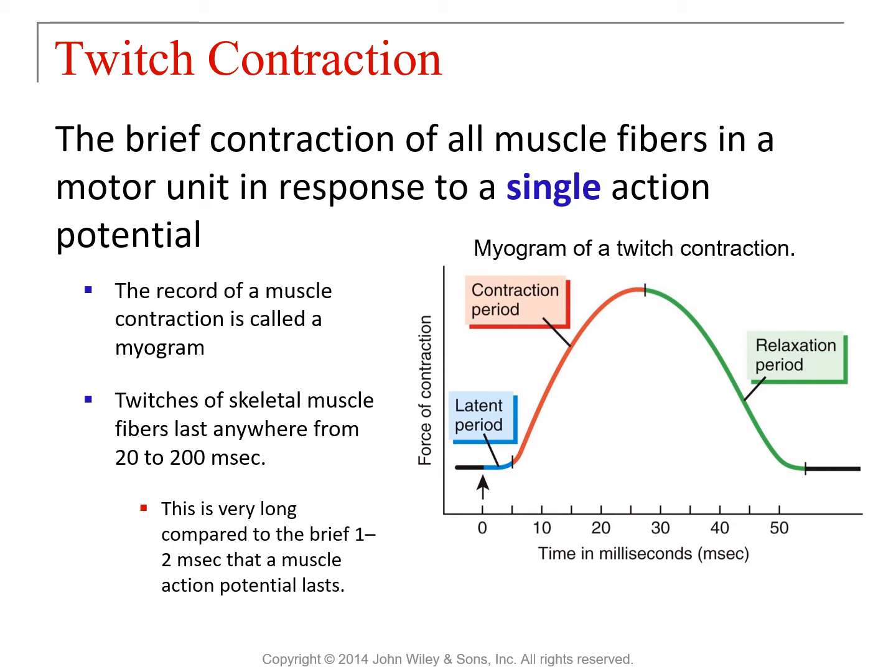So when you're talking about the twitch contraction versus the muscle action potential, I want to remind you that the muscle action potential is that change in the membrane potential of the skeletal muscle cell, and that change sweeps over the entire skeletal muscle cell in about 1 to 2 milliseconds. So your twitch contraction is going to be quite long compared to the action potential.